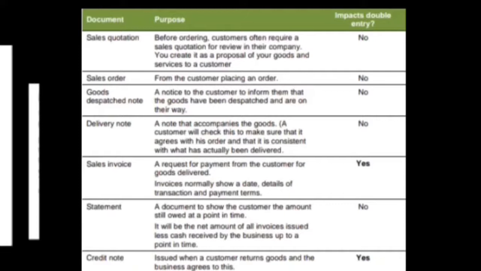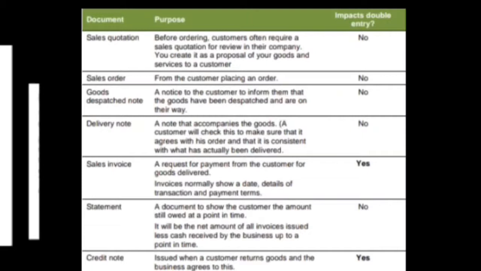Now let us discuss the complete procedure in which sales are recorded, from the placement of the order till the dispatch of the goods to the customers. So number one, sales quotation. The customer asks the seller about some goods, to inquire what the quantity and quality are, and what the price of the goods is. So these are the things which a buyer normally inquires.